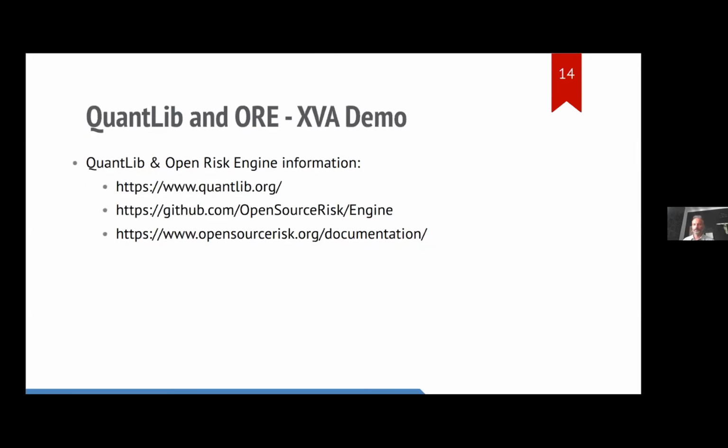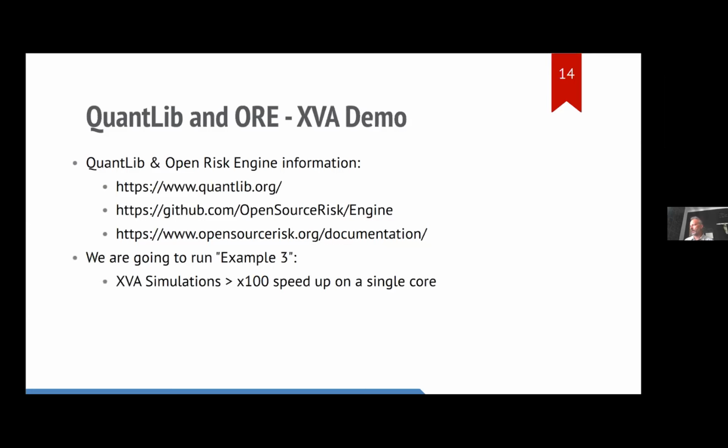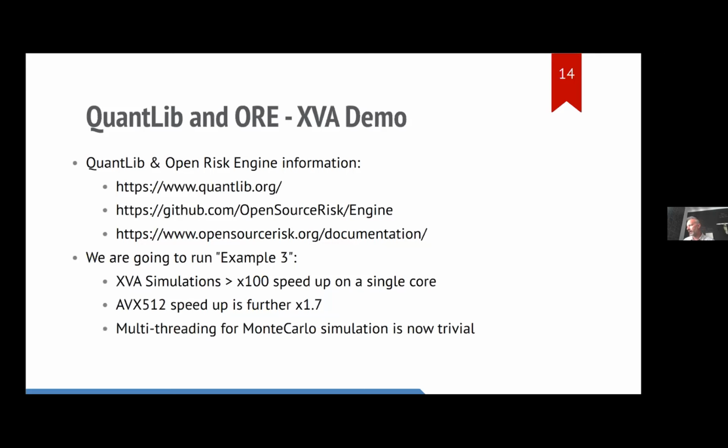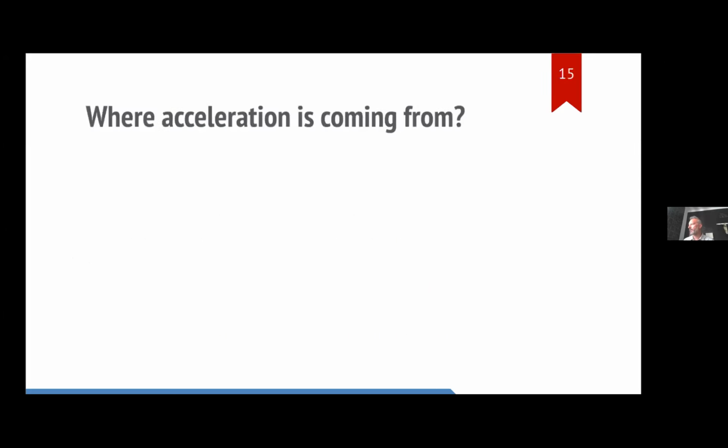Right. So this is example 3. We got this acceleration. We've used AVX2, but with AVX-512 you can additionally speed things up. Multi-threading is easier. So what I want to address now is where the acceleration is coming from for this particular example. What I would say is that object-oriented design is good, but it's not free. QuantLib is highly object-oriented, and a lot of abstractions take place. This is good for design, I guess. Some people prefer that, but for performance, it's not always ideal.